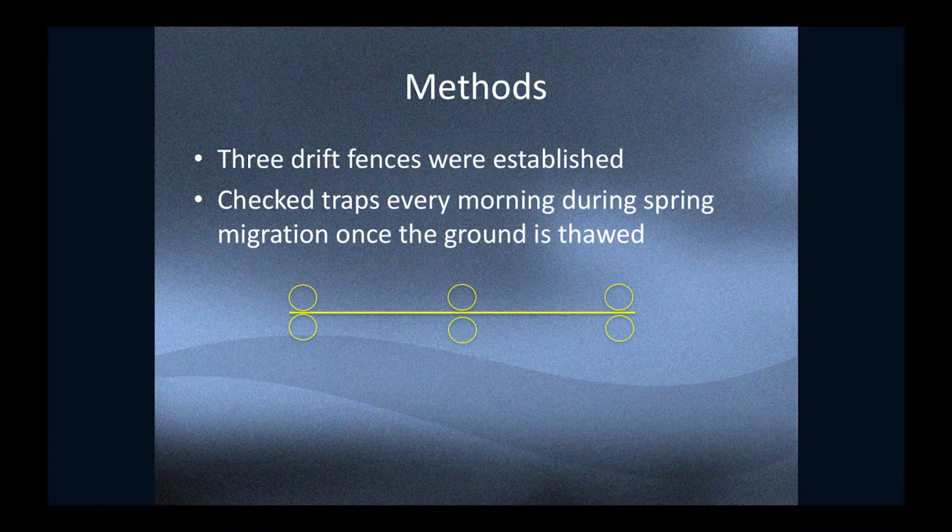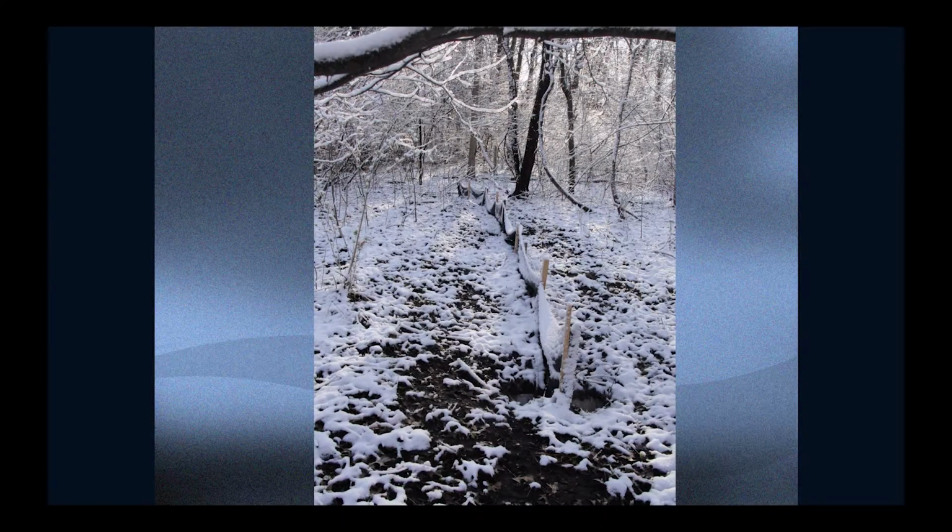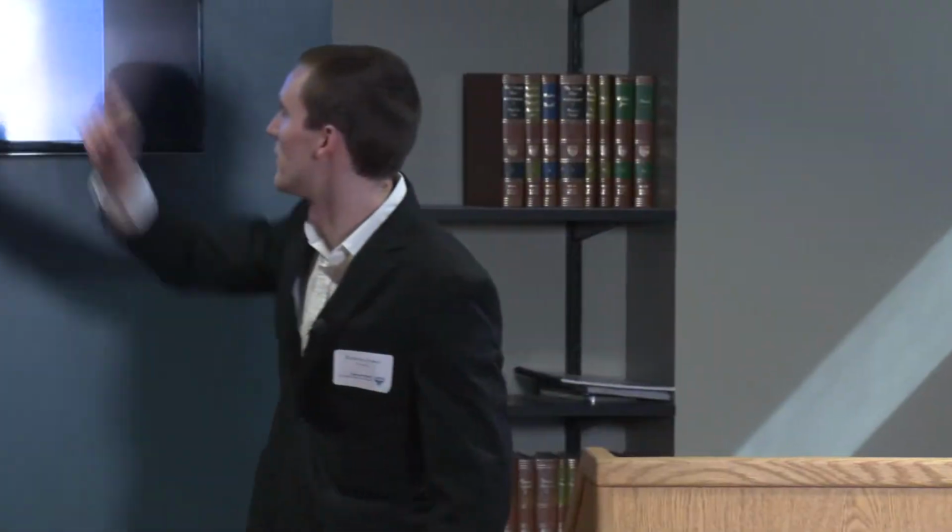So that's a schematic of the trap setup. So you have a drift fence, which is a fence that's basically impermeable to the salamanders, and it's about a foot tall. So the salamanders, as they migrate through the ground, hit the fence, run along the fence, and then fall into a bucket. And so that's an example of a trap, and you have the two buckets on the end here, and then there's more buckets along the fence.